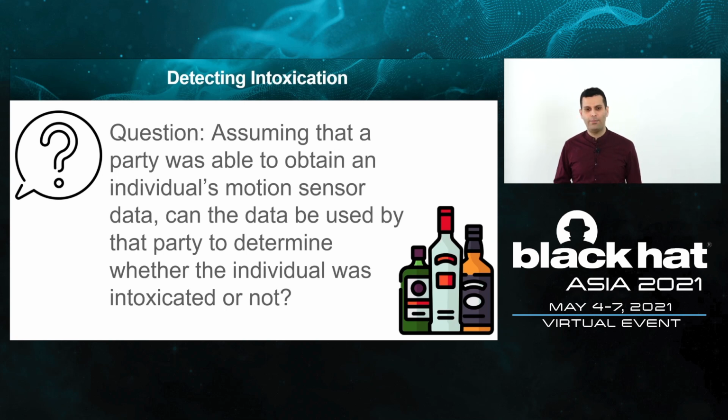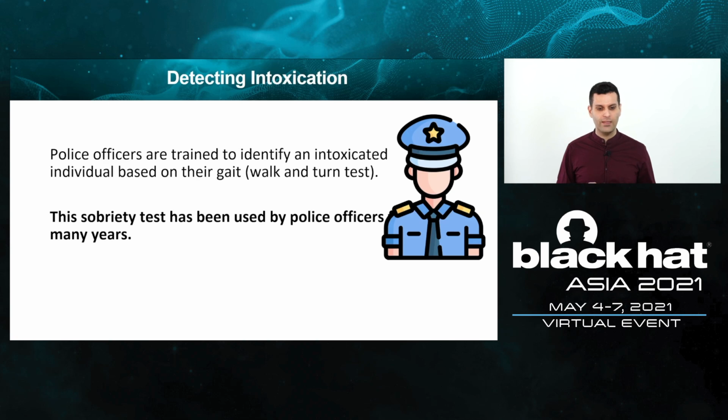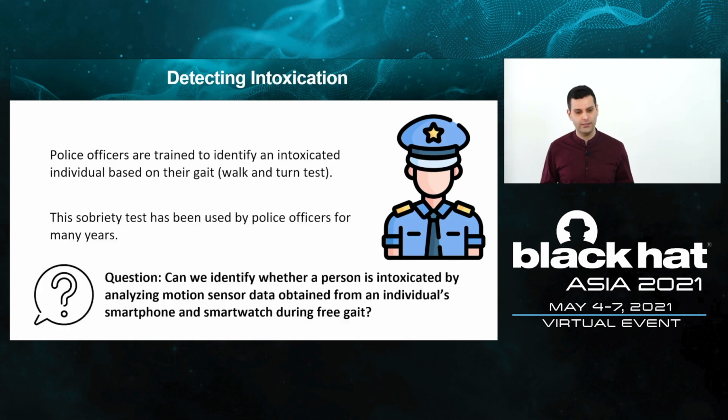Now, assuming that a party was able to obtain an individual's motion sensor data, can the data be used by this party to determine whether the individual was intoxicated or not? Police officers are trained to identify an intoxicated individual based on their gait. You are all probably familiar with the walk and turn sobriety test, which has been used by police officers for many years.